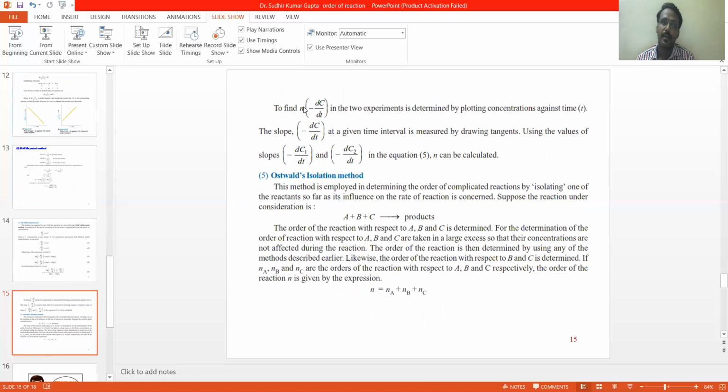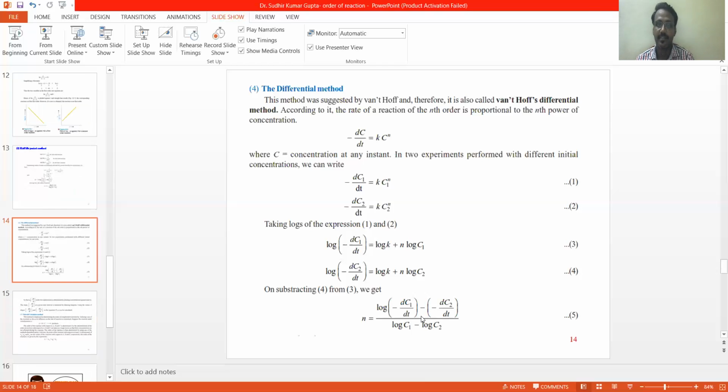So to find n, minus dC1 by dt in two experiments is determined by plotting concentration against time t, and the slope it will give at any time. It can be measured by drawing the tangent to the curve. This value will be fitted back in this equation, and we'll get the value of n.